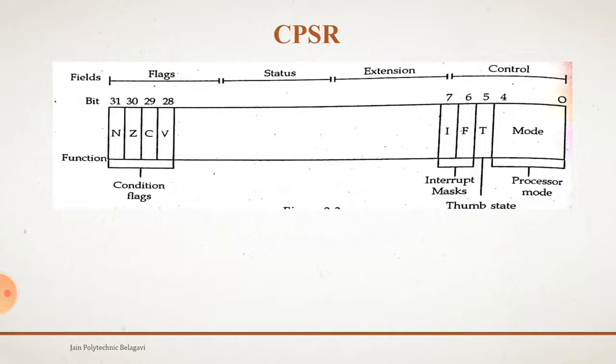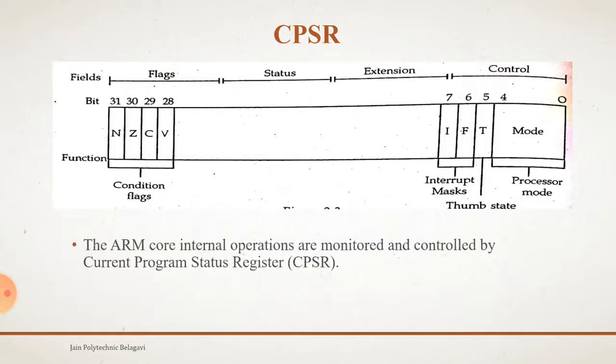The CPSR is the current program status register. The ARM core internal operations are monitored and controlled by the current program status register. It is a 32-bit register and resides in the register file. The above figure shows the basic layout of a generic program status register.